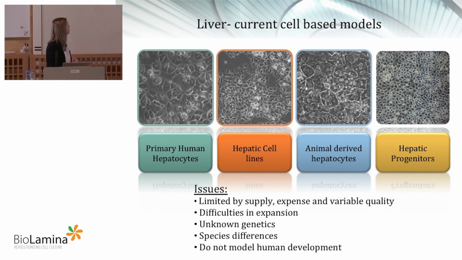Primary human hepatocytes are limited by supply, expense, and have variable quality. Hepatic cell lines can have phenotypic instabilities. Animal-derived hepatocytes have obvious issues, and hepatic progenitors are suitable but are immature. And a lot of these systems don't accurately model human development.